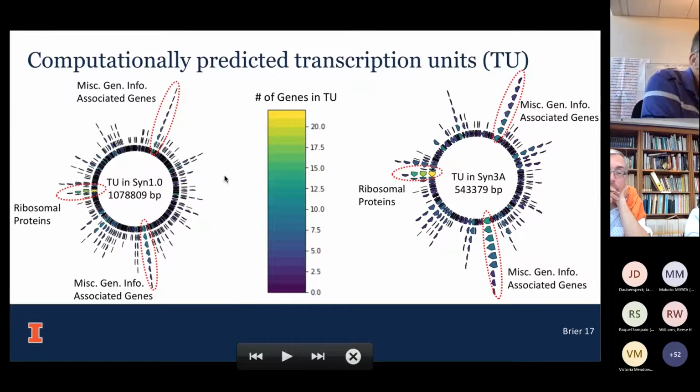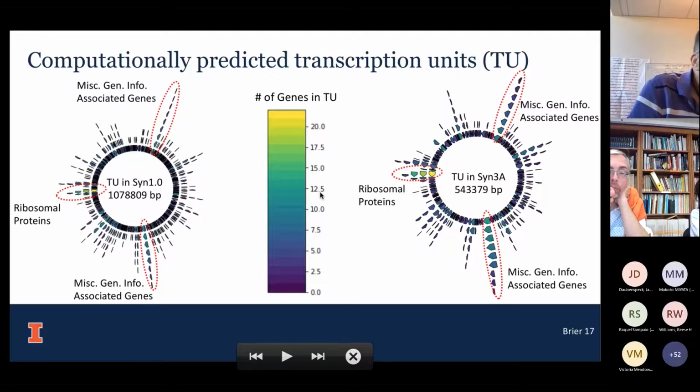With all of this, we are able to get predictions of the transcription units within syn1 and syn3A. What I show here is not so you can see every single transcription unit, but to show how complex the transcriptional unit architecture is within both of these cells, although they are minimal, and also to provide some evidence that by studying syn1 we can understand things about syn3A.